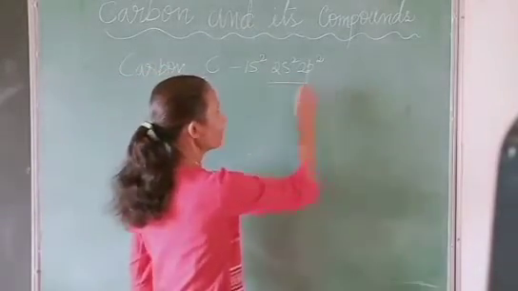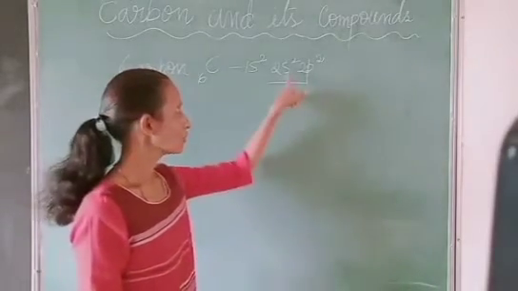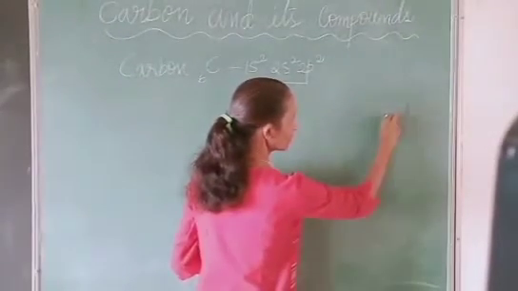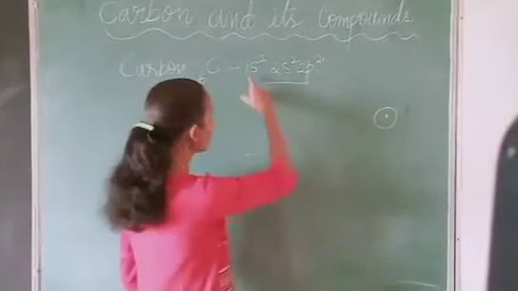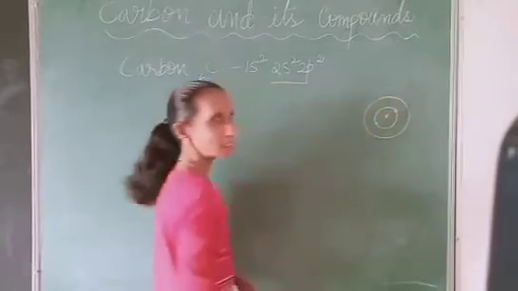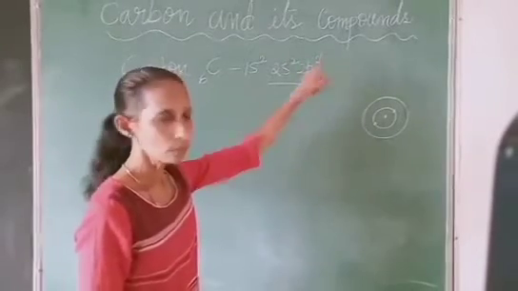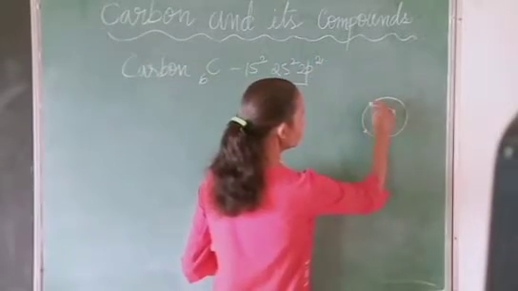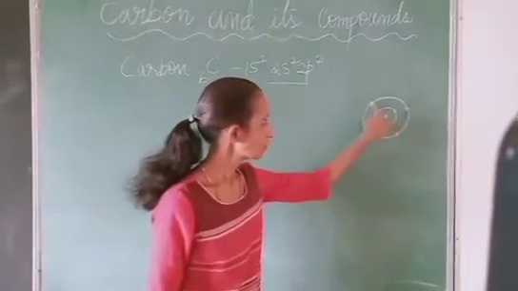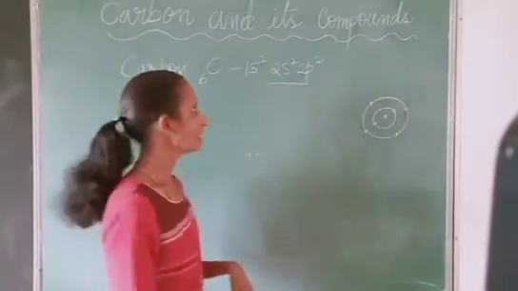Now, carbon has how many valence electrons? Look at the number of electrons in the outermost shell. Outermost shell is 2s2p. This is the nucleus of an atom. Now this is the K shell. In the K shell, how many electrons? 2 electrons. After completing the K shell, electrons go to the L shell. L shell, how many electrons? 2 plus 2, 4. 1, 2, 3, 4. These are called the valence electrons.